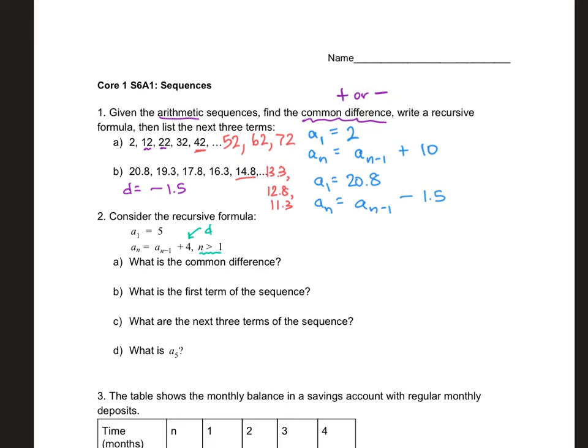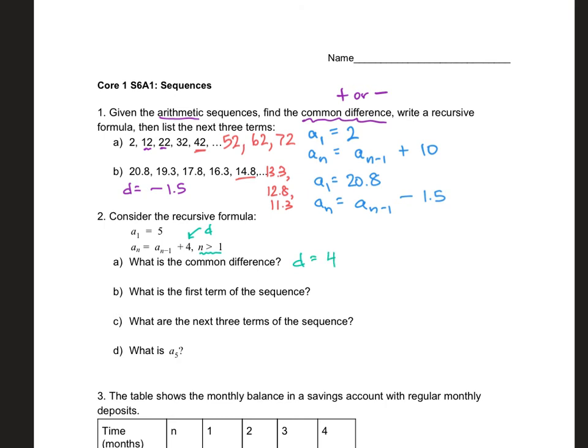All that means is that we cannot go backwards. Our first term is our first term. We're never going to have an a sub 0 or an a sub negative 1. Okay, so part A, what is the common difference? Well, we mentioned that already, that the common difference equals positive 4.